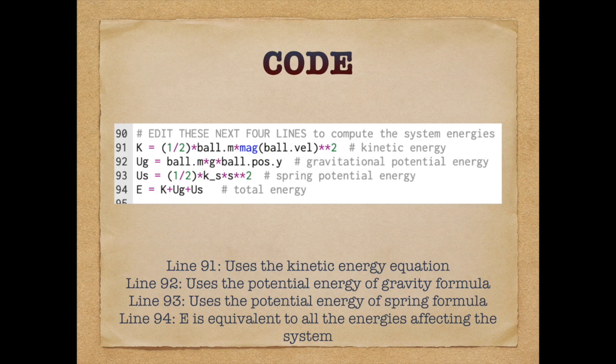So, we're going to have 1/2 the ball's mass times the magnitude of velocity squared. And that's just the formula for K that we know. The Ug is going to be equal to the ball's mass times gravity times the ball's position in y, which is just the formula again. And then the potential spring energy is going to be 1/2 Ks times s squared. And then E, of course, is the total of all the energies acting on the system.